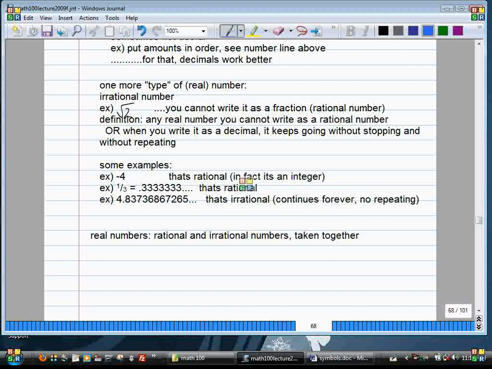So there are some irrational numbers. Square root of 2 is probably the irrational number that everyone's seen. So we know square root of 2 is irrational. You may remember that the number pi, 3.14159, blah, blah, blah, you may have been told at some point that's an irrational number.